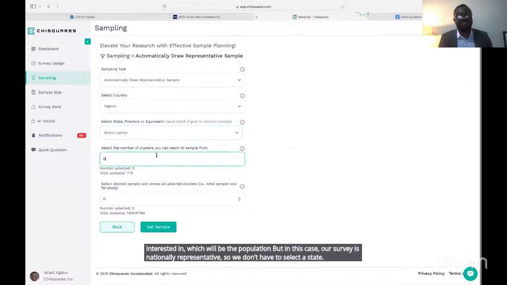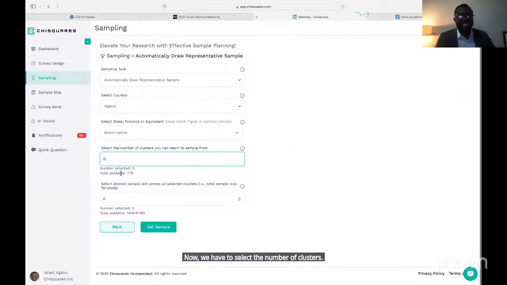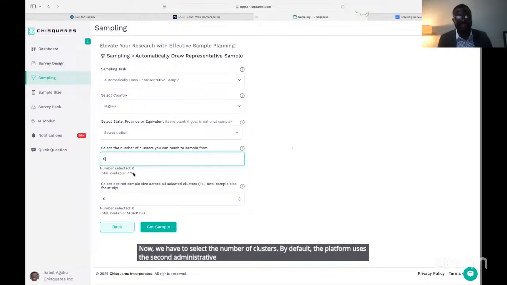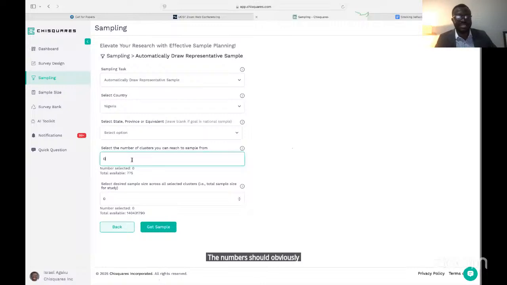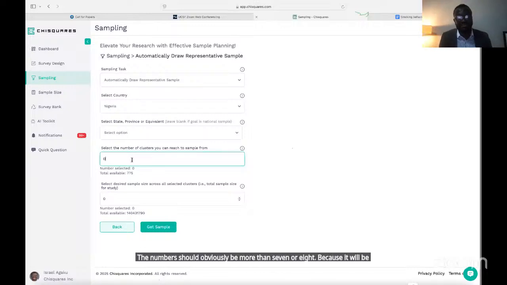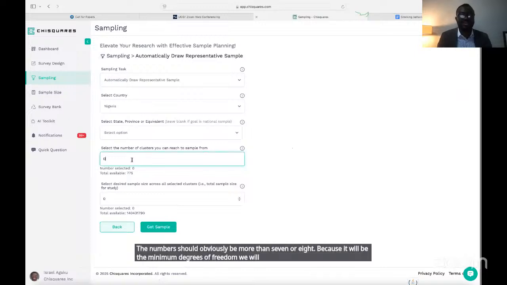Now, we have to select the number of clusters. By default, the platform uses the second administrative units as clusters. So that means, in this case, local government areas are used as clusters. So you have to select the number you can access. The number should obviously be more than 7 or 8, because 8 will be the minimum degrees of freedom we will expect in a study.